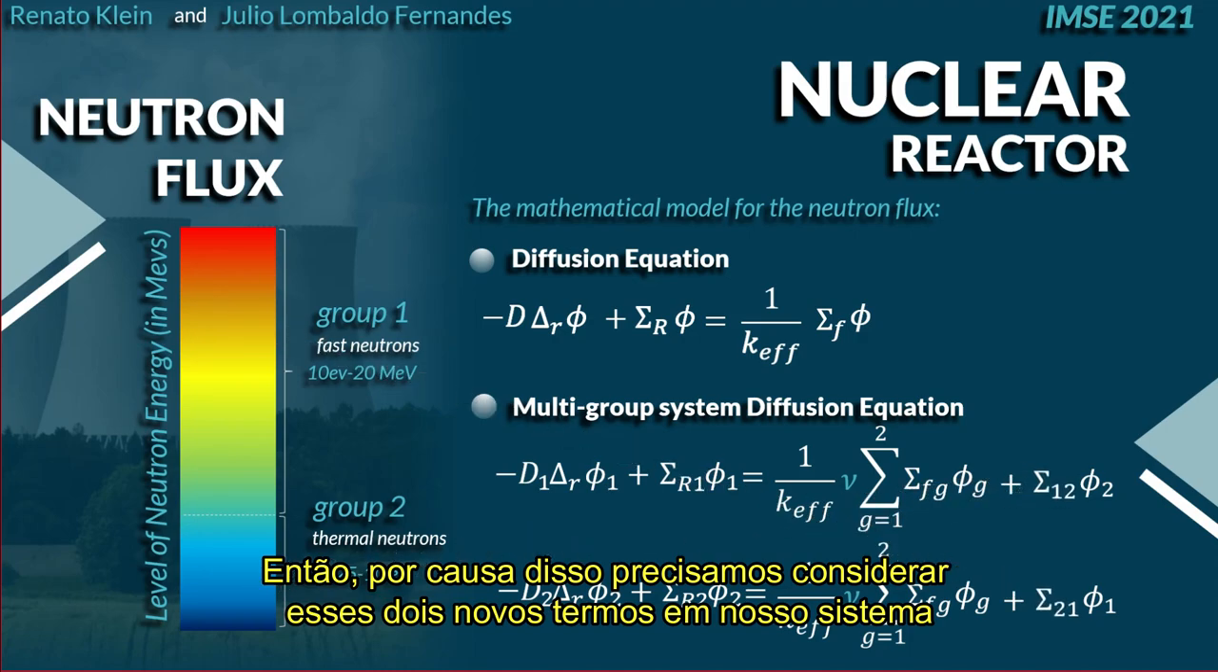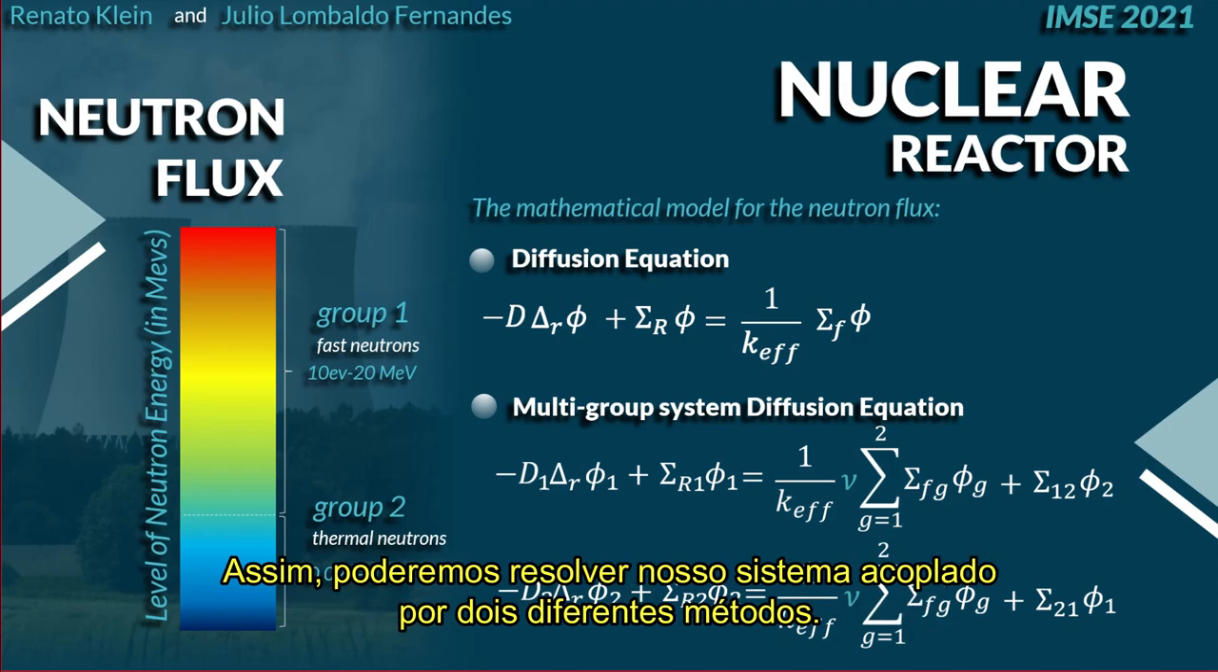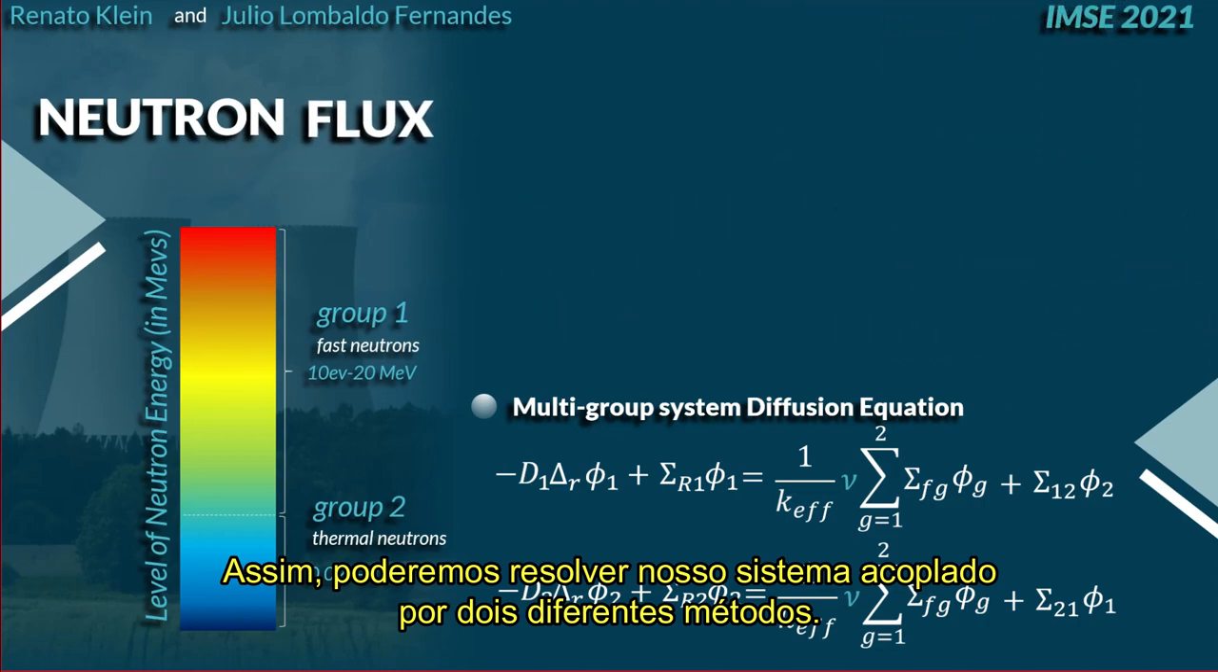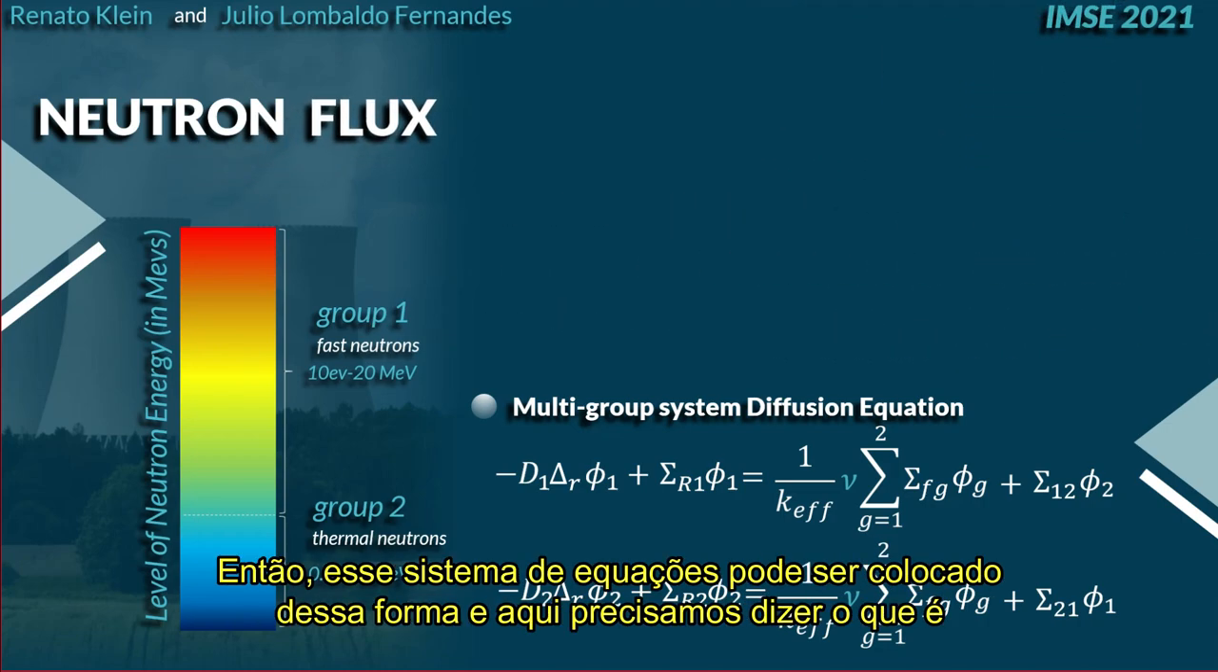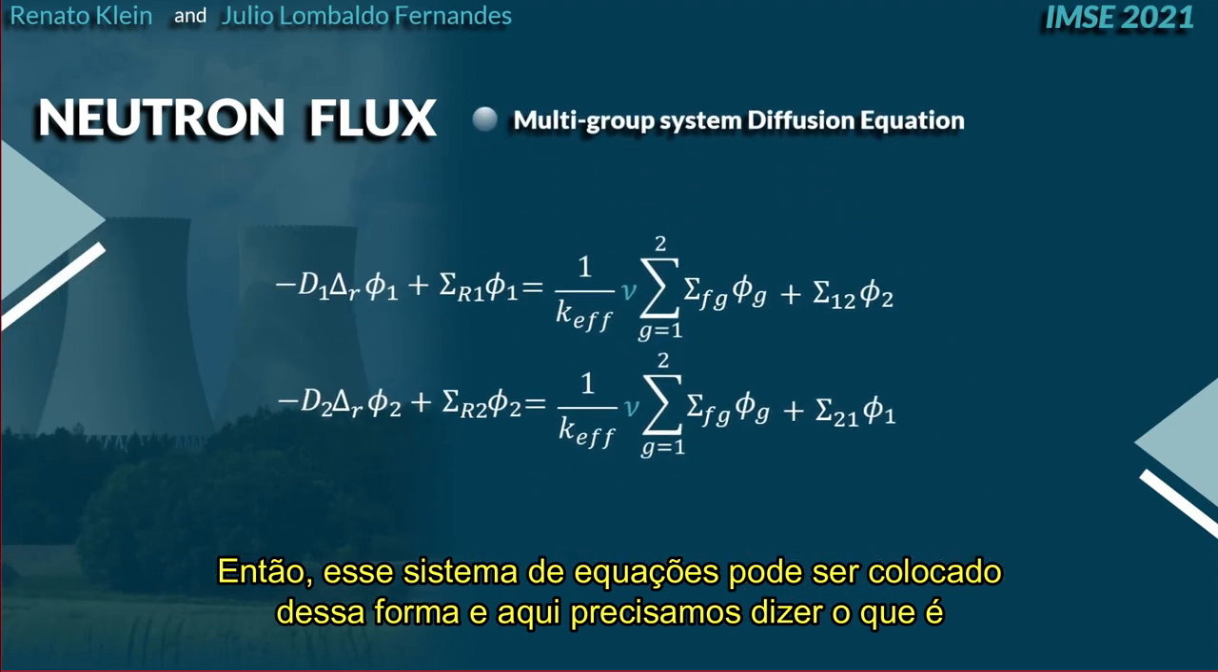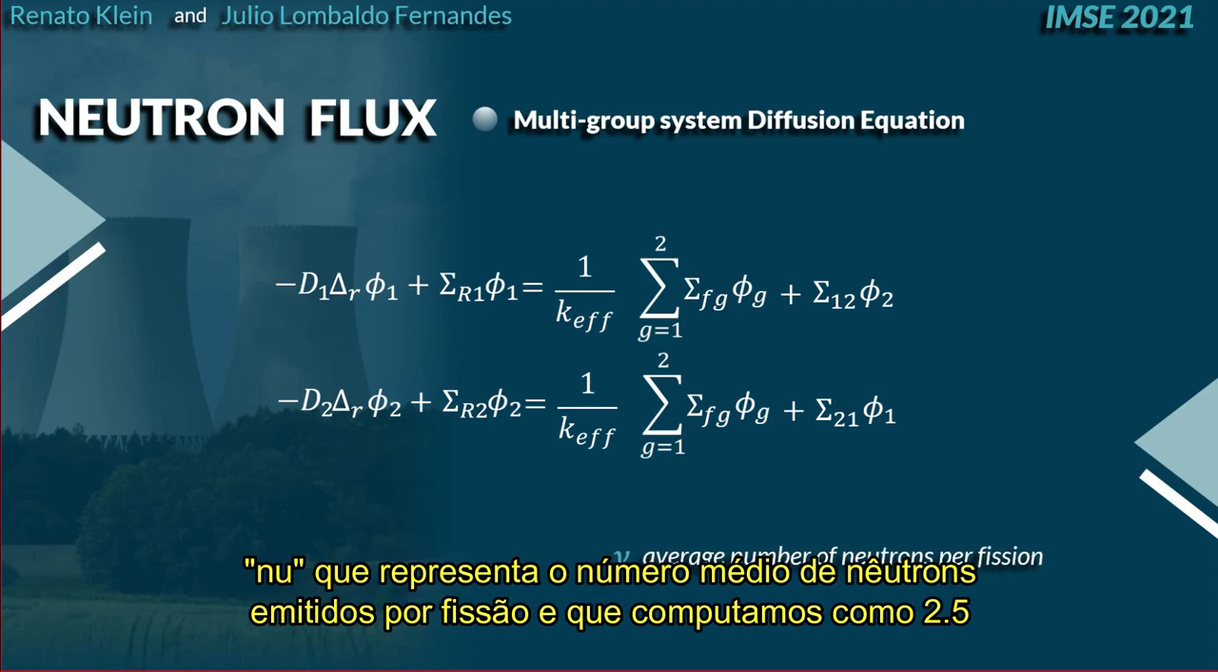We put this in our equation, and our system of equations is coupled, and we can solve it using two kinds of methods. This system of equations can be replaced like this, and here we need to say that nu is the average number of neutrons per fission. We compute it as 2.5, for example.